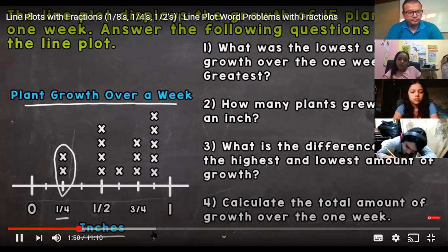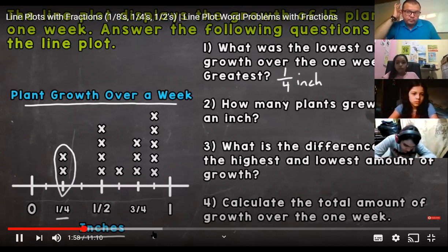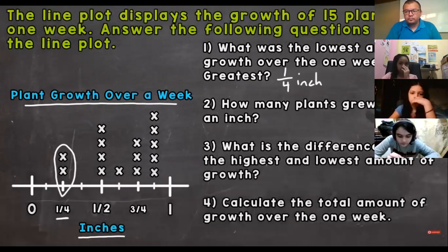1/4 of an inch was the lowest amount of growth over that week. So lowest was 1/4 of an inch. How about the greatest? The greatest is going to be right here.